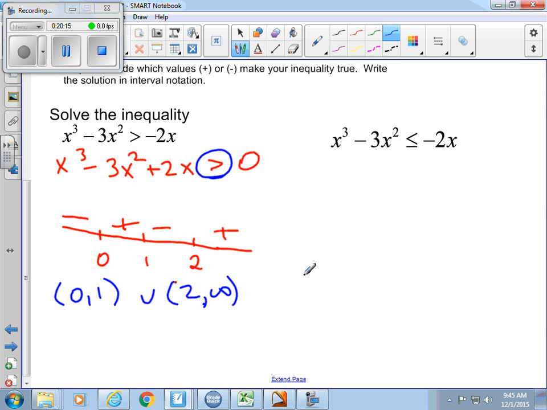It doesn't say equal to. It's not equal to, right? It's just greater than, not greater than or equal to. So I'm just going to put a parenthesis. If it were greater than or equal to, then I would put a bracket.